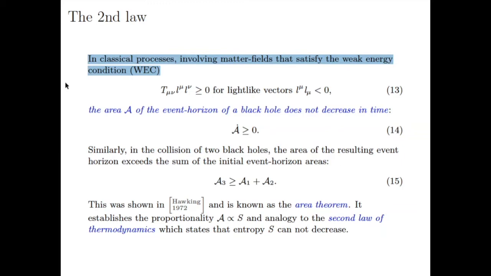For example, the best example of a violation of the weak energy conjecture would be the Casimir effect, which is a quantum field theory effect where you have 2 parallel plates and they affect the quantum vacuum fluctuations, and it leads to a negative energy locally between the plates. So locally, this energy condition can be violated by quantum effects.